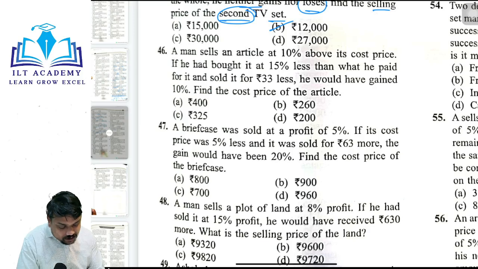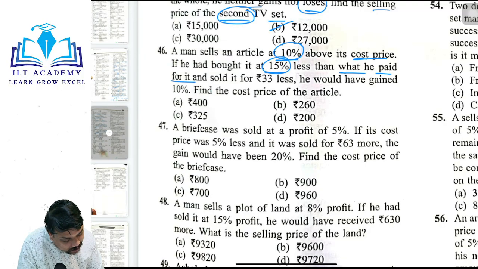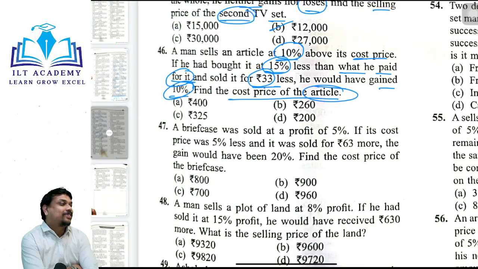ये देखो 46th क्वेश्चन. A man sells an article at 10% above its cost price. If he had bought it at 15% less than what he paid for it and sold it for rupees 33 less, he would have gained 10%. So find the cost price of the article. 1 minute time.